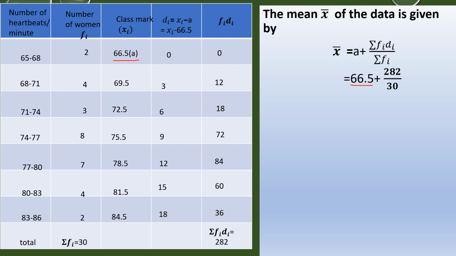Sigma fi di you got is 282, that should be taken here. And sigma fi is nothing but 30. After simplifying, 282 divided by 30, I will get 66.5 plus 9.4. Hence the total becomes 75.9. This is the average heartbeat for those 30 women.